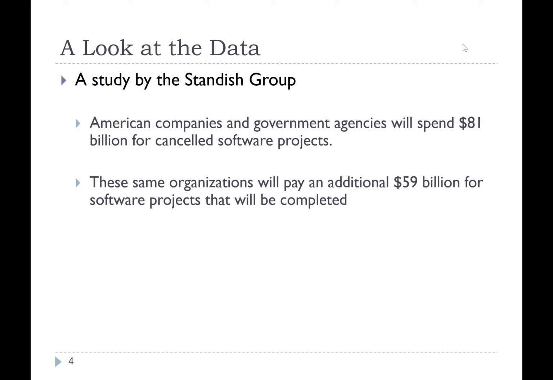Now, what I'm trying to say is that, in addition to the original budget, $59 billion is being added to the original budgets. All right, because projects are being overrun in schedule and in budget, there's another $59 billion in addition to what was already scheduled and planned that's going to be spent for these projects to be completed.